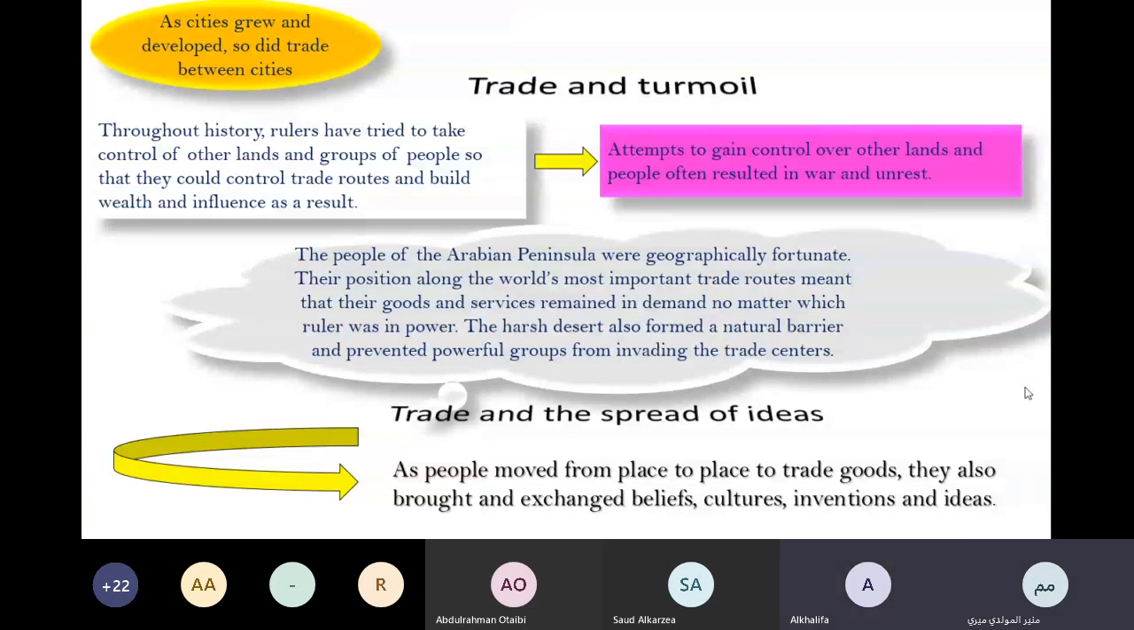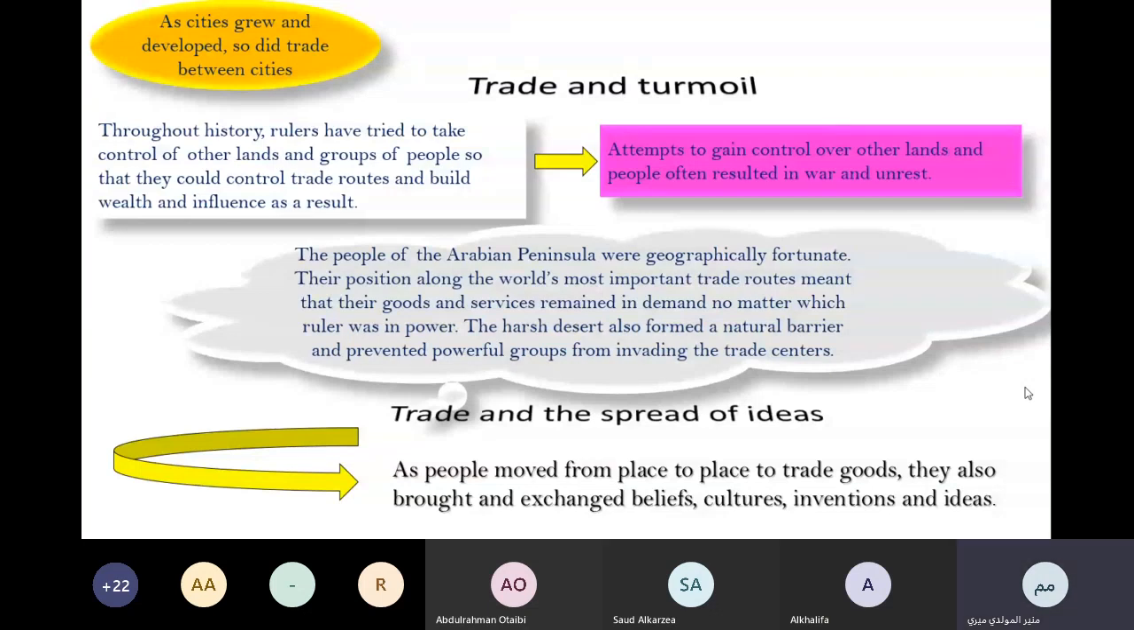So no matter who is the ruler of a certain country, they need the Arabian Peninsula to transport their goods from one place to another. They need to pass by the Arabian Peninsula. This is why it has remained important, and it gained from whoever ruler is ruling. So the Arabian Peninsula gained a lot because of its geographical position, because everything passes by it up to the present time.